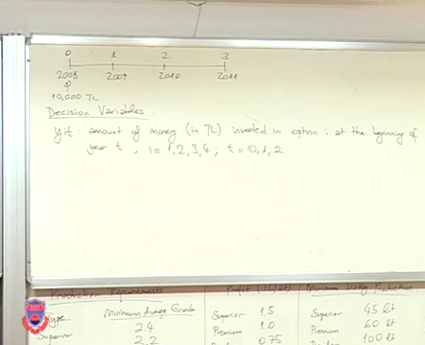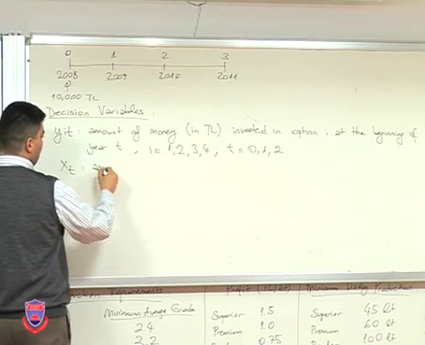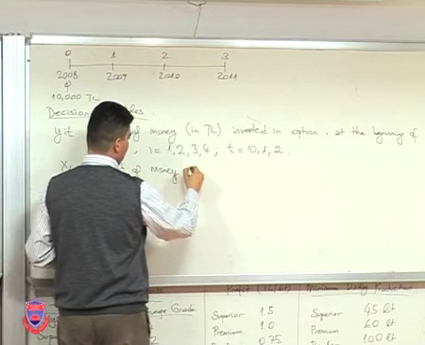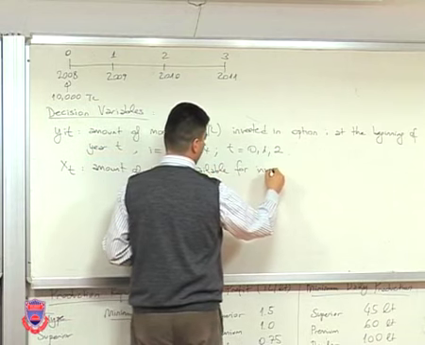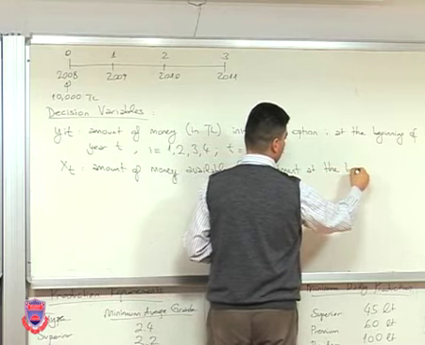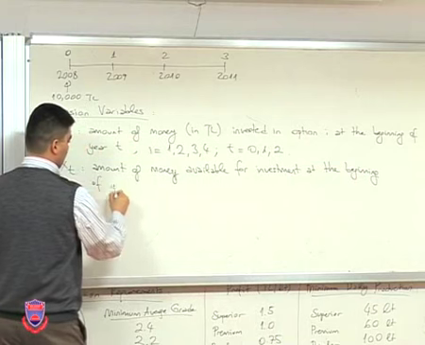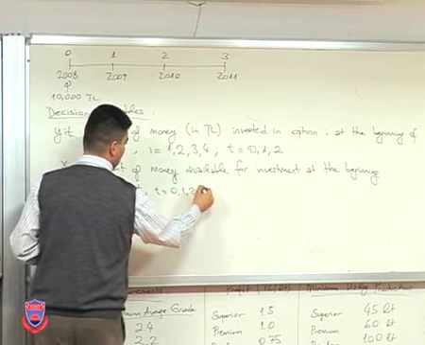Now what I'm going to do is the following. Actually, we don't need the next variable, but I'm going to define it because it's going to make the problem easier. I'm going to define it by x_T. This is the amount of money available for investment at the beginning of year T. And T again can be 0, 1, 2. I'm going to also include 3 now.